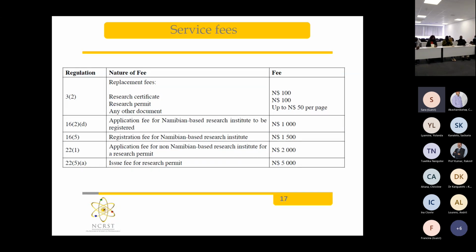And in terms of the legal pronouncements, the act is there, the regulations as well are there, stipulating much of the research registration process. But going much deeper into that are the guidelines, which I just indicated were in the process of being published. But yeah, so that's what is available.